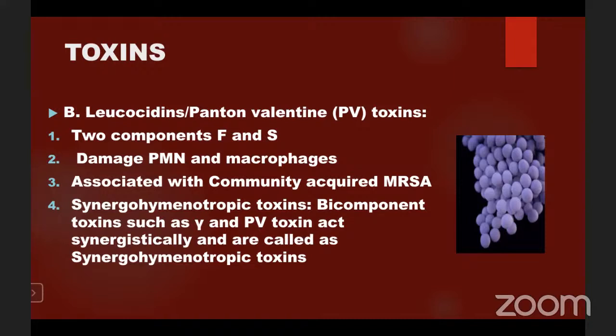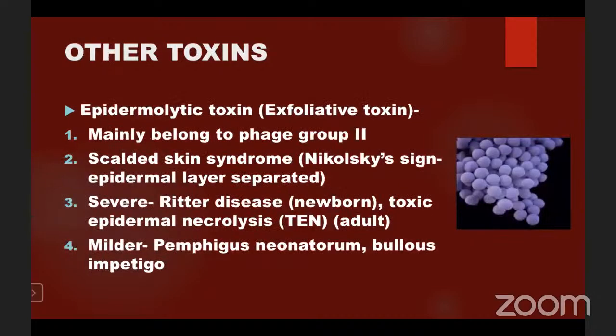It is associated with community-acquired methicillin resistant Staphylococcus aureus. Synergohymenotropic toxins: it is a bicomponent toxin such as gamma and Panton-Valentine toxin. It acts synergistically and so they are called synergohymenotropic toxins. Other toxins such as epidermolytic toxin. The other name for epidermolytic toxin is exfoliative toxin.